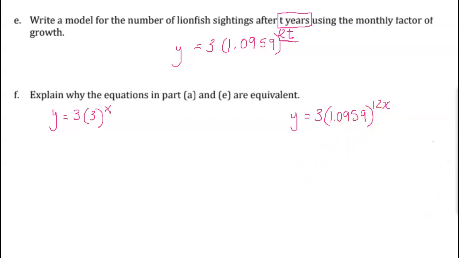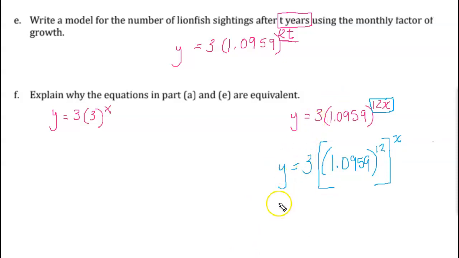If you recall your laws of exponents, anytime you have a power to a power, then you multiply the exponents times each other. So if I have an exponent that is two things multiplied times each other, another way to write that is as a power to a power. So I could rewrite this as 1.0959 to the 12th power, all being taken to the x power. 3 was still out here, didn't do anything to it, and y was still out here. So this is still the same thing. They're still equal, because if you take a power to a power, you just multiply the exponents.